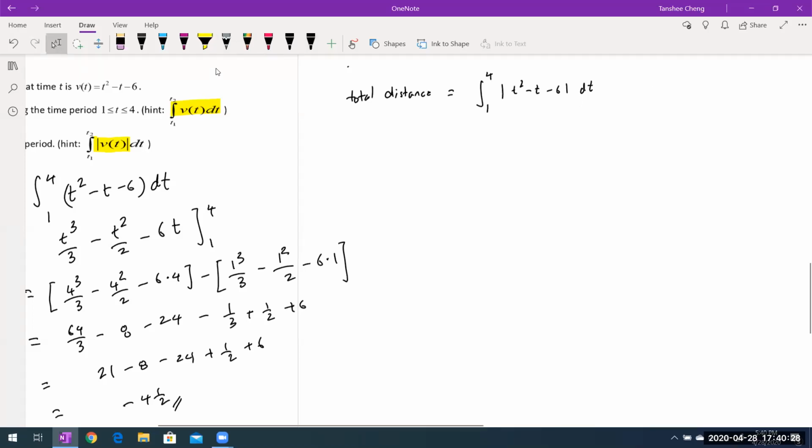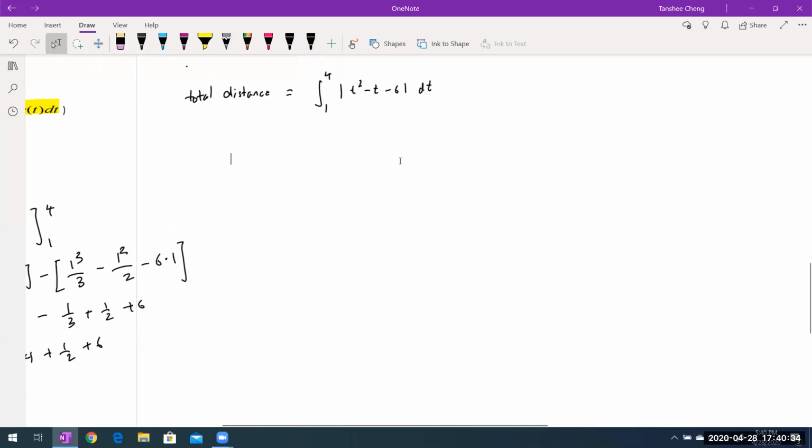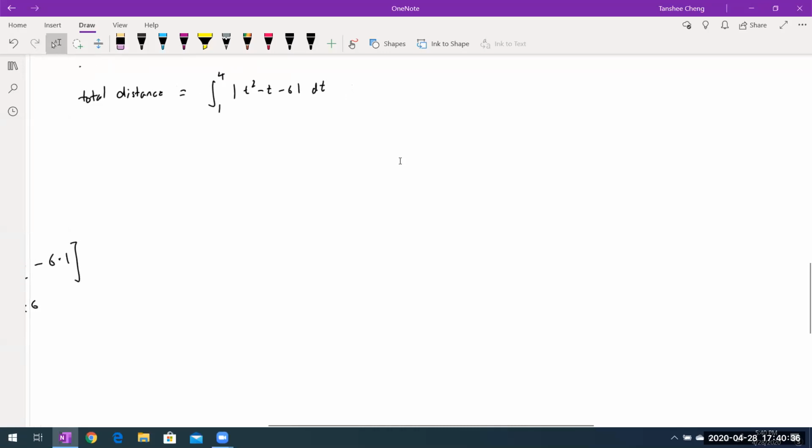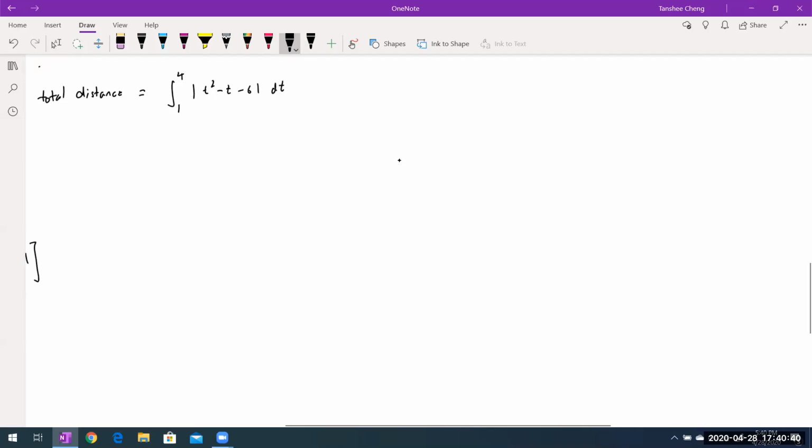Because we don't know how to take the integral of an absolute value, we need to somehow get rid of this absolute value form. So what we need to do is find out what is happening on this t squared minus t minus 6.